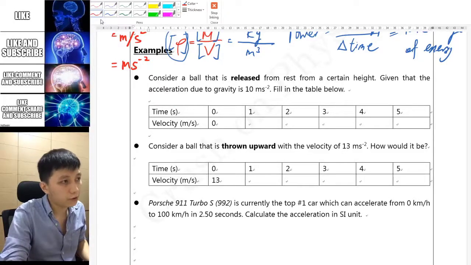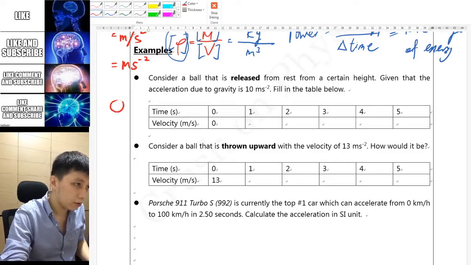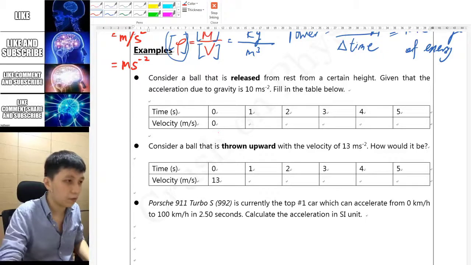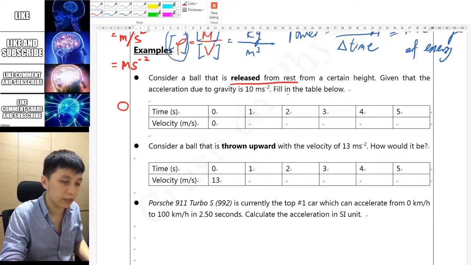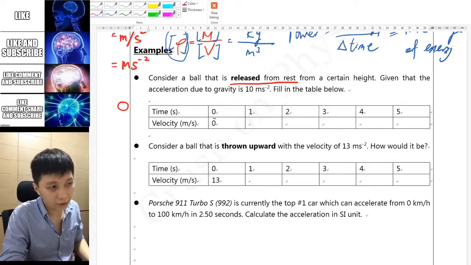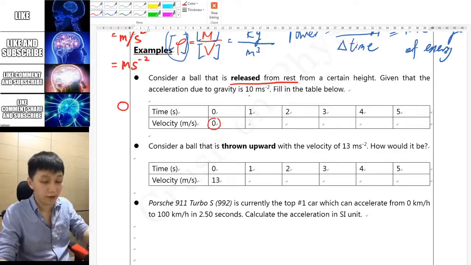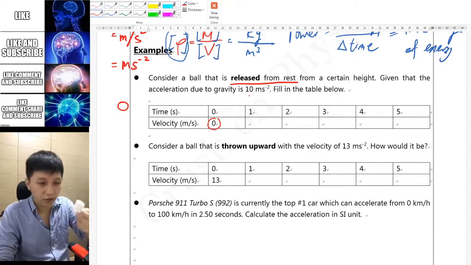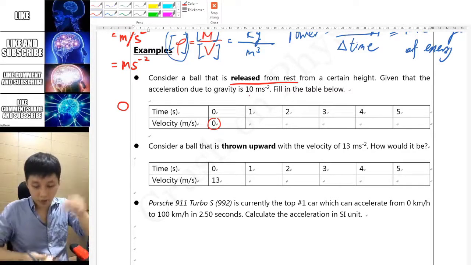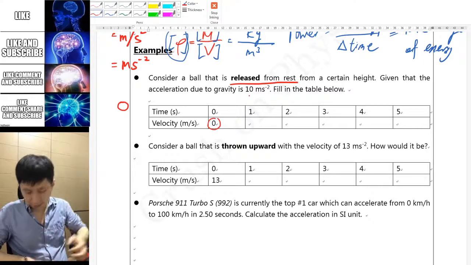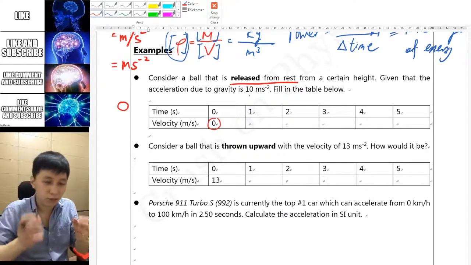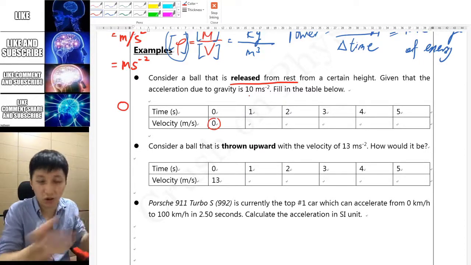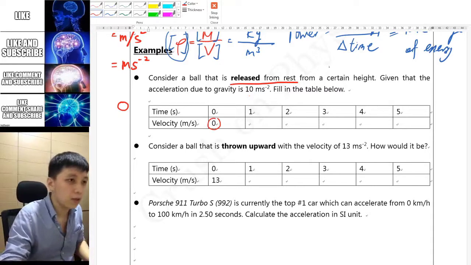A few moments later. For the first example, it asks you that there's a ball and you are going to release it from rest. So that means the initial velocity is 0. That is the only thing we have here, to release it instead of throwing it. Because when you throw it, then you have some sort of initial velocity that is non-zero, obviously.